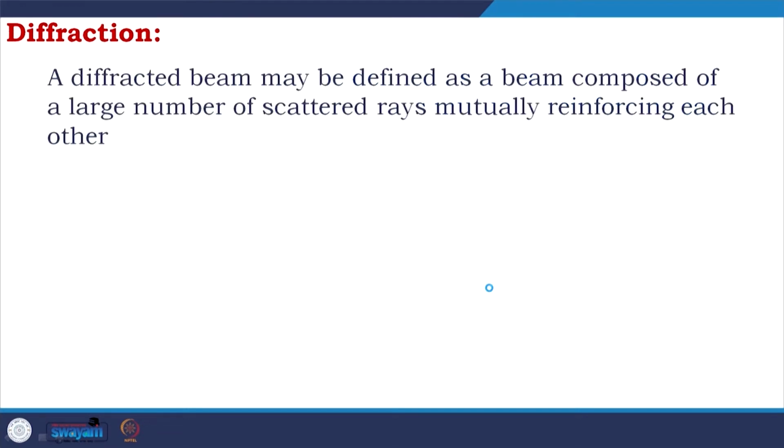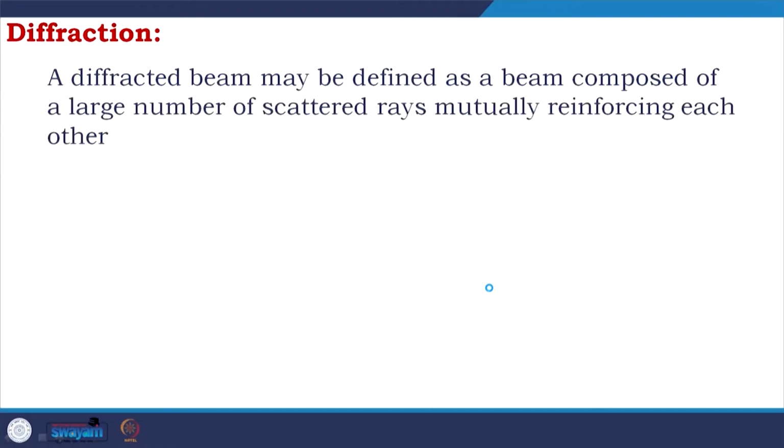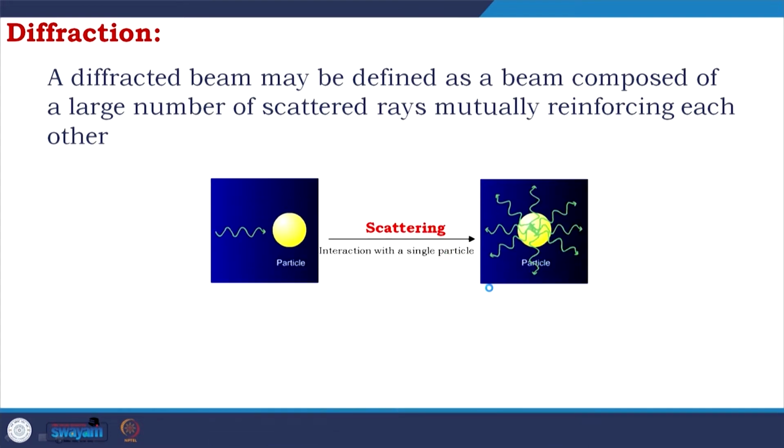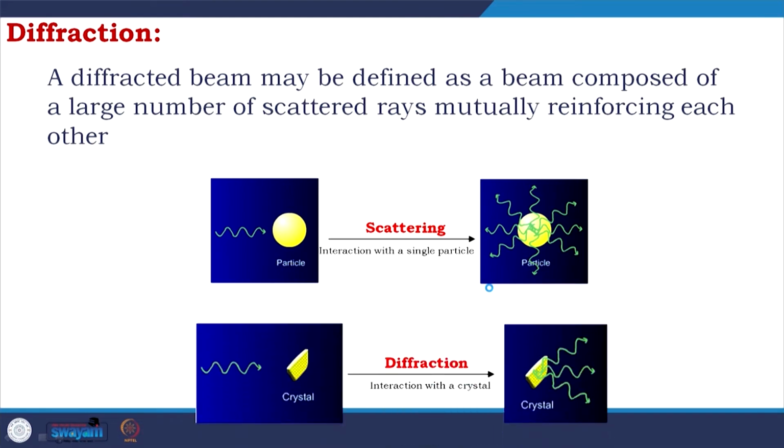So, coming to diffraction, because among the coherence, it is the diffraction which is important for us. A diffracted beam may be defined as a beam composed of a large number of scattered rays mutually reinforcing each other. If you see, this is scattering when the X-ray comes and hits a particle and goes into different directions, whereas when it hits a crystal, its interaction with the crystal is called diffraction. That is the difference.